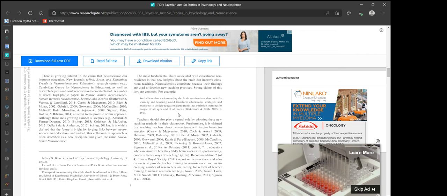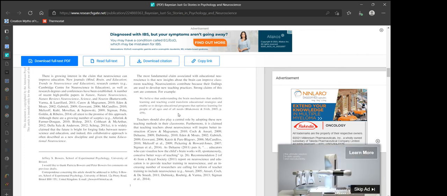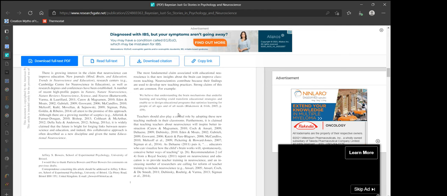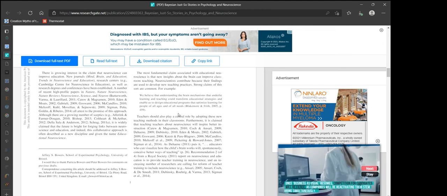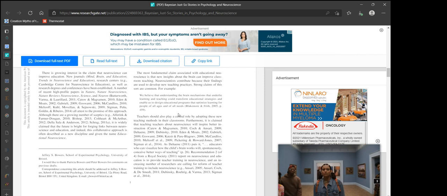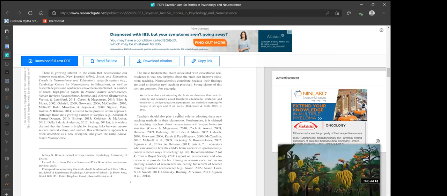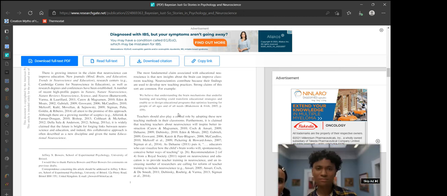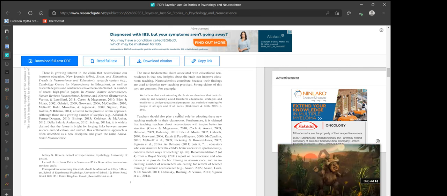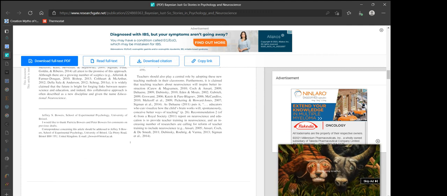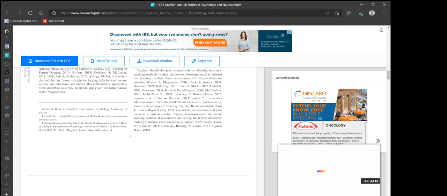The most fundamental claim associated with educational neuroscience is that new insights about the brain can improve classroom teaching. Neuroscientists contribute because their findings are used to develop new teaching practices. Strong claims of this sort are common. For example, quote, "We believe that understanding the brain mechanisms that underlie learning and teaching could transform educational strategies and enable us to design educational programs that optimize learning for people of all ages and of all needs." End quote. Teachers should also play a central role by adopting these new teaching methods in their classrooms. Furthermore, it is claimed that teaching teachers about neuroscience will inspire better instruction. Ooh.